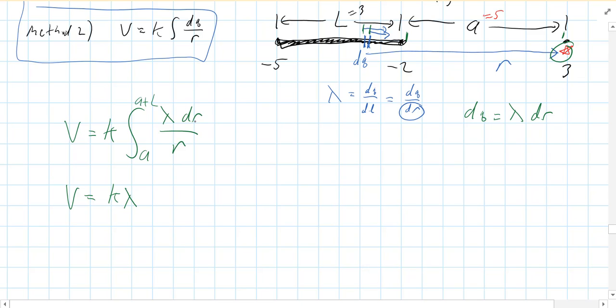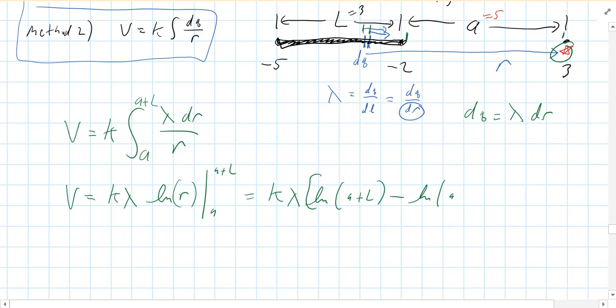And what are you integrating? You're integrating dr over r, which is simply the natural log of r evaluated from a to a plus l. And your answer would be k lambda natural log of a plus l, oh, and I'll put this in brackets, minus the natural log of a.